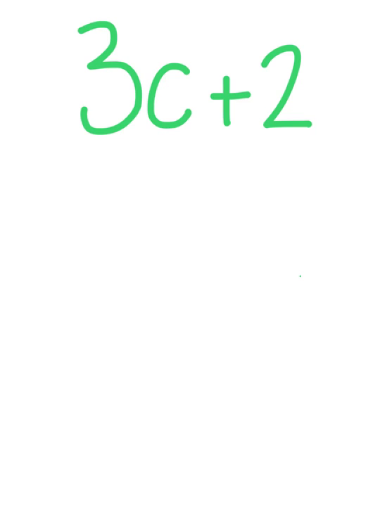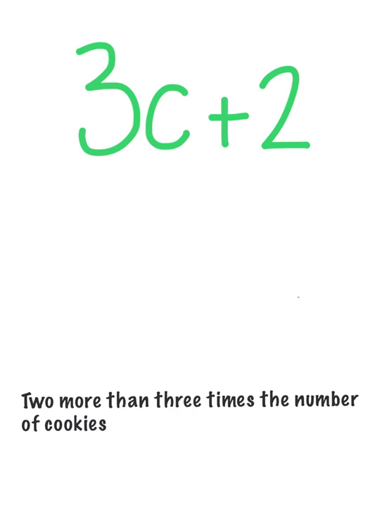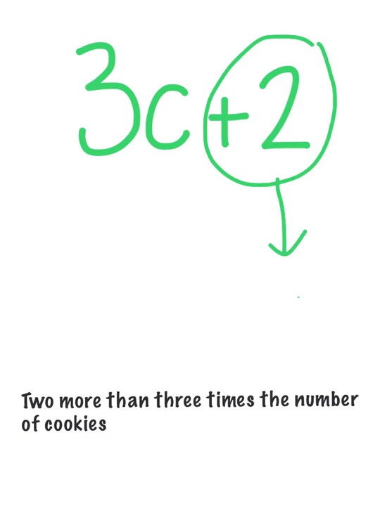In the next equation, the expression has both multiplication and addition, so we need to be careful of that when creating a situation for this expression. The expression reads 3C plus 2. An example for this expression is 2 more than 3 times the number of cookies. 2 more is showing right here with plus 2. This means 2 more.